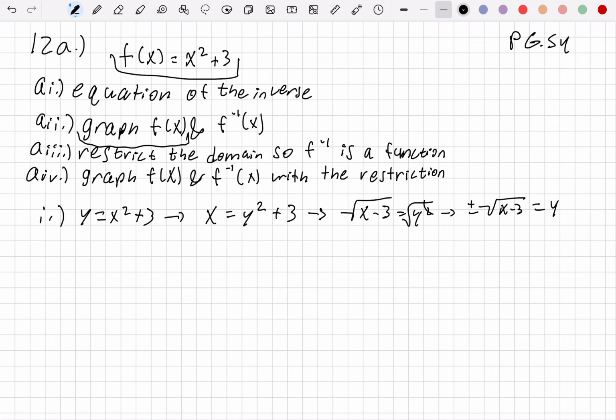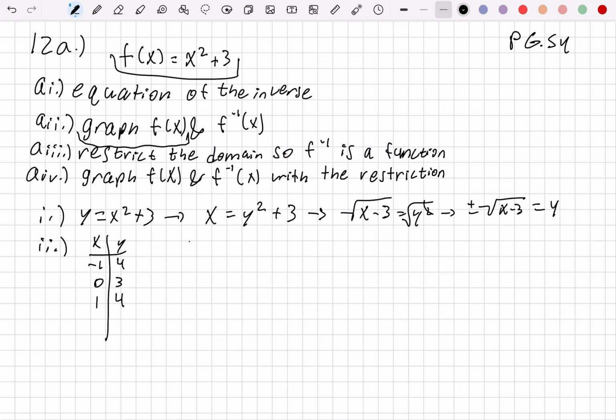So if we were to have our table of values here, we would have x, y. I'll just use negative 1, 0, and 1. And then our y value is going to be x squared, so that'll just be 1 plus 3, so 4. 0 is going to be 3. And then this, once again, is going to be 4.